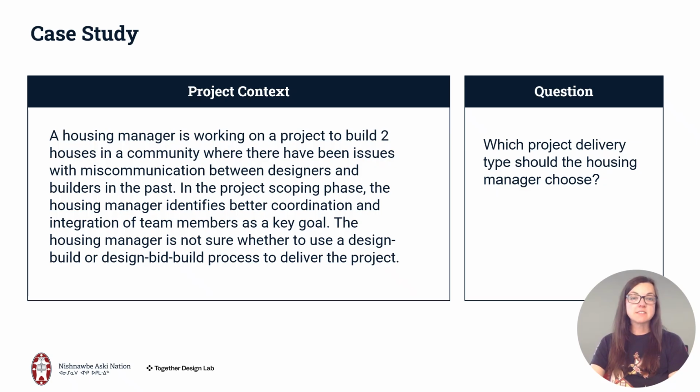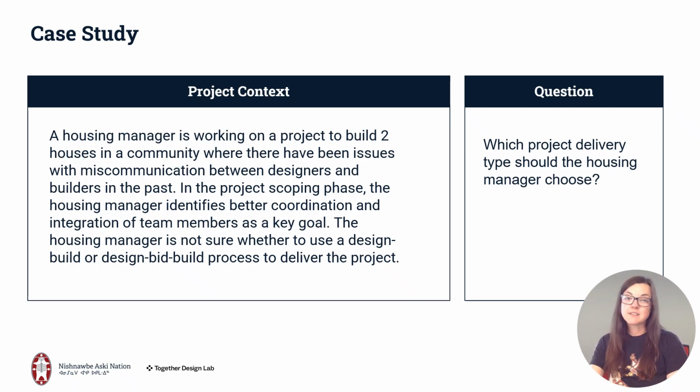Let's take a look at this case study. A housing manager is working on a project to build 2 houses in a community where there have been issues with miscommunication between designers and builders in the past. In the project scoping phase, the housing manager identifies better coordination and integration of team members as a key goal. The housing manager is not sure whether to use a design build or design bid build process to deliver the project. Which project delivery type do you think the housing manager should choose?